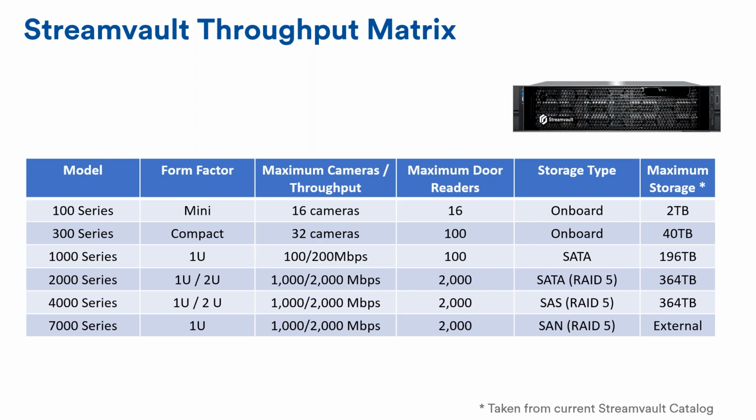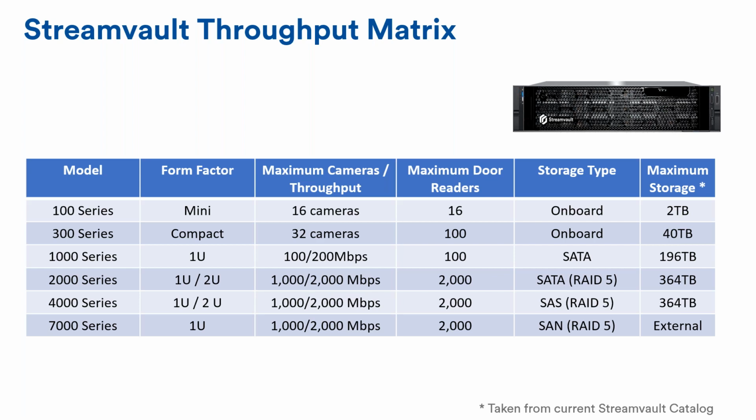For example, the StreamVault 100 and the 300 series are suitable for small installation environments. You can support a maximum of up to 32 IP cameras under the 300 series and a maximum of up to 100 readers, with an onboard storage capability of up to 40 terabytes. Now, the 1000 series and above would be suitable for mid-size and larger installation environments.